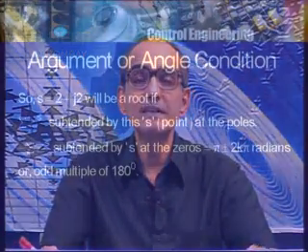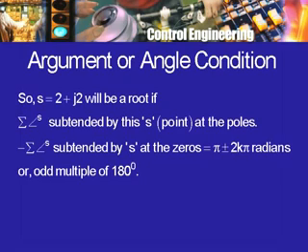Now, as homework, I would like you to once again repeat this with the point 2 plus j2, that is S equal to 2 plus j2, by actually plotting, find out if the angle condition is satisfied. If it is, then find out the corresponding gain K.